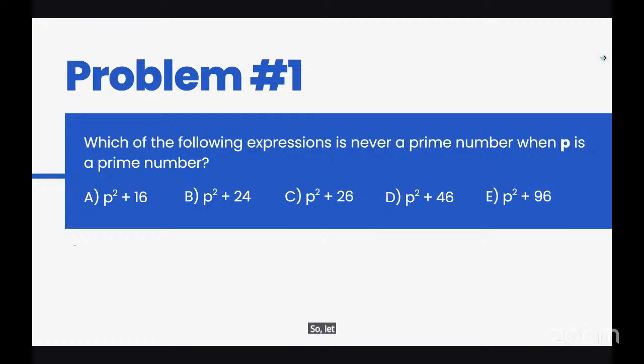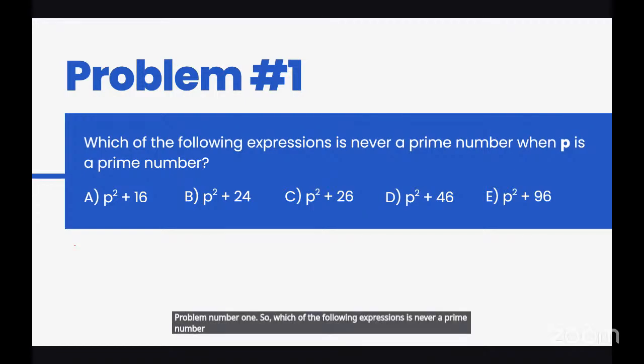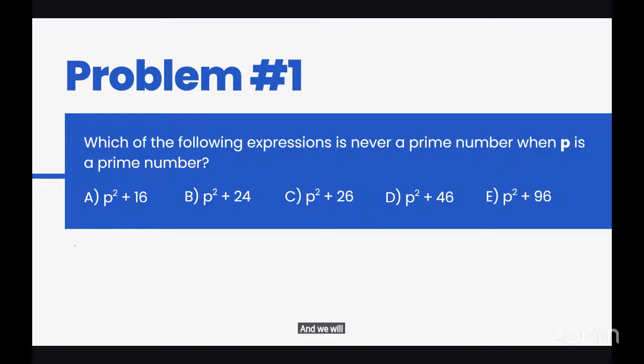So let's get into problem number 1. Which of the following expressions is never a prime number when p is a prime number? So I'm going to give you guys a couple minutes here, and we will get back in around 3 to 4 minutes.